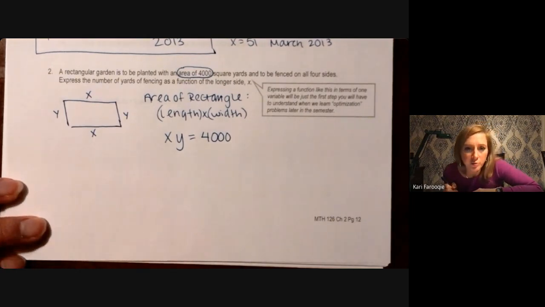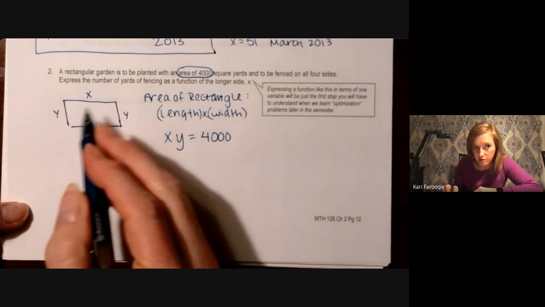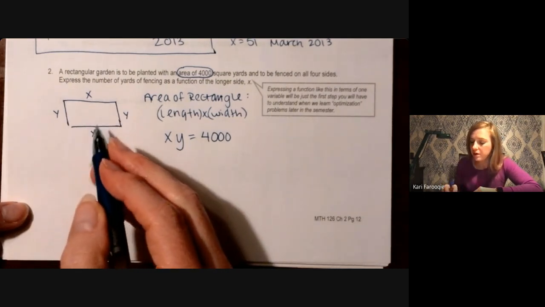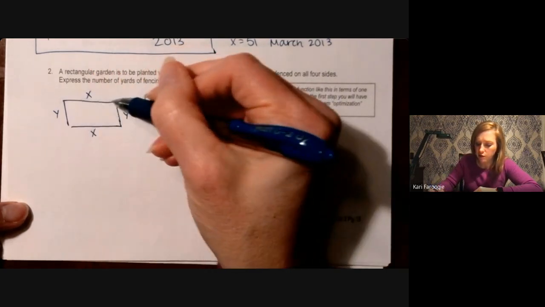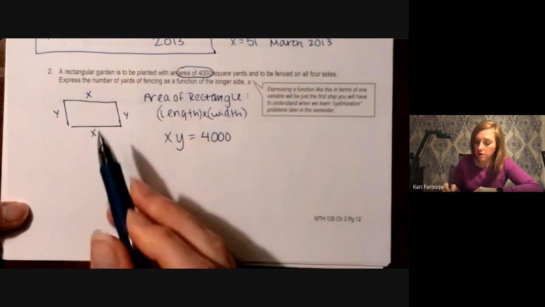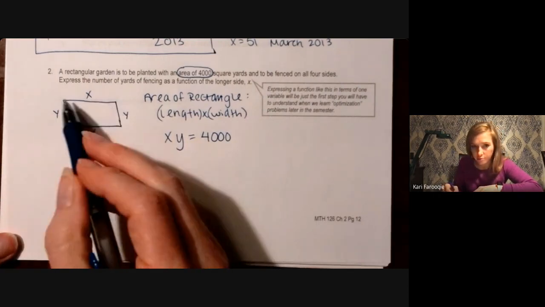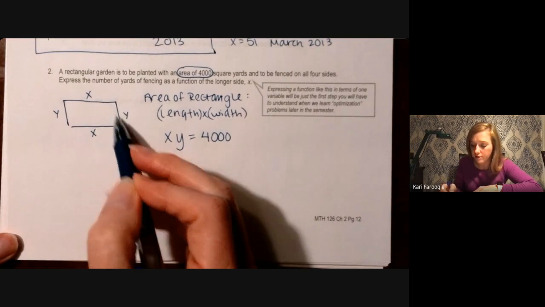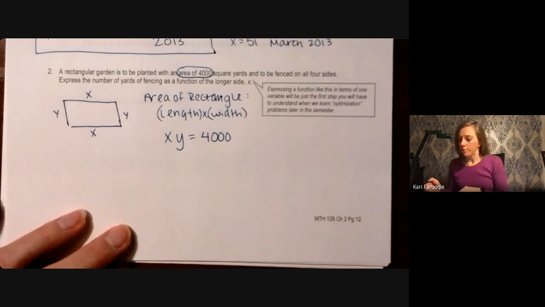We're also being told that this rectangular garden is to be fenced on all four sides. Express the number of yards of fencing as a function of the longer side, x. Now, the number of yards of fencing doesn't have to do with the area, because the area is talking about the space covered by the inside of the rectangle. When we're talking about fencing the rectangle, we're talking about perimeter. We're going to be laying fence around all four sides. I'm going to need x units of fencing on each of these two longer sides, and then I'm going to need y units of fencing on the other side.